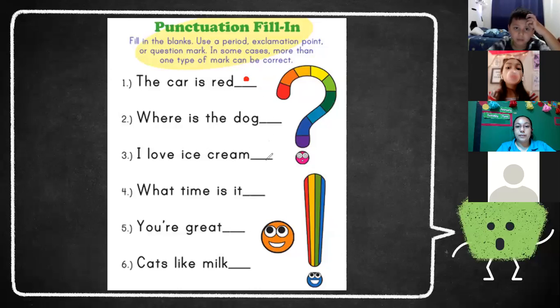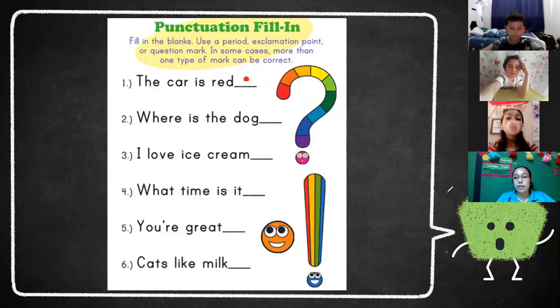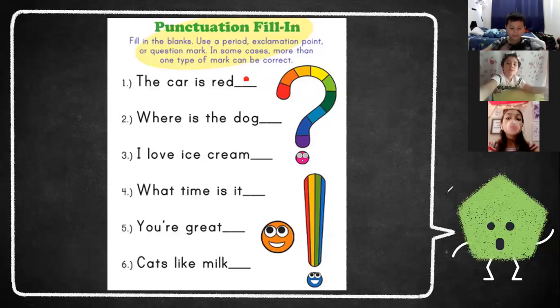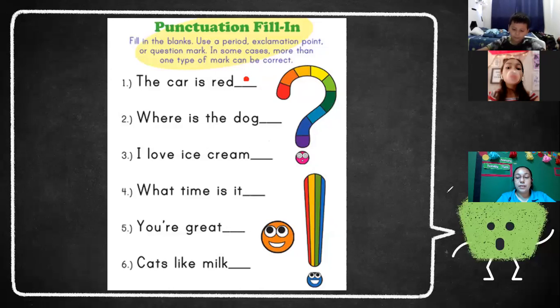Okay. Number two, where is the doll? What is the correct end mark? A question mark, an exclamation point, or a period? Abby, tell me. Where is the dog? Question mark, okay, yes, this one is a question mark, okay, right here, good job.